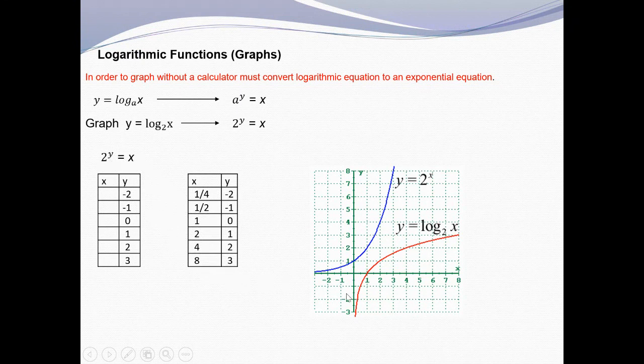In other words, this is the graph in red. If you notice, the graph in blue is the one that we graphed earlier. And if you notice, these are going to be inverses of each other. Okay, but that's another topic that you will learn later on this semester. And the graph in red is the logarithmic, and the graph in blue is the exponential.